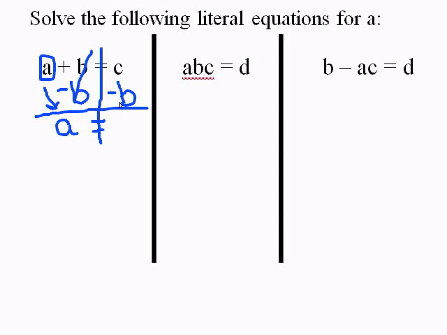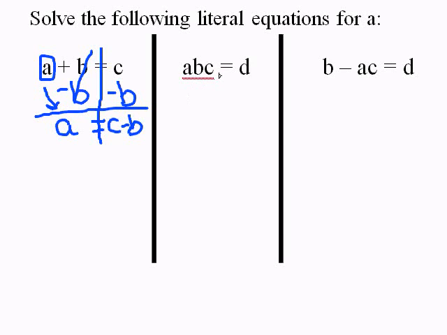Now, I cannot combine the c and the negative b because they are not like terms. They're not the same letter. So the only thing I can do is rewrite it as c minus b. So it's c, take away b. Let's take a look at the next example.